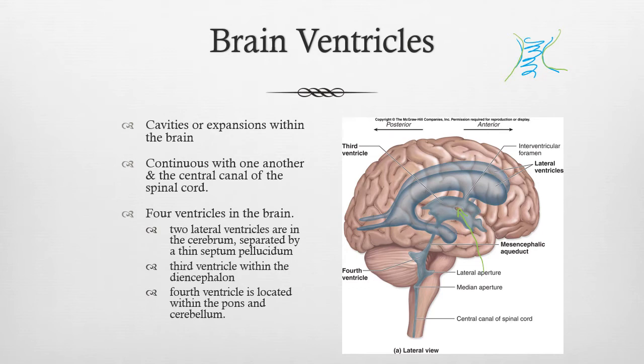The third ventricle then drains down through the cerebral aqueduct, and then that gets us into the fourth ventricle, which lies primarily between the pons and the cerebellum, and then a little bit of the cerebellum and the medulla oblongata. And then from there, it drains down through the central canal of the spinal cord.